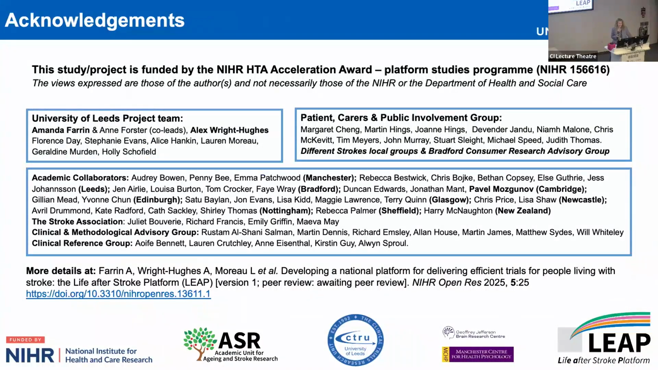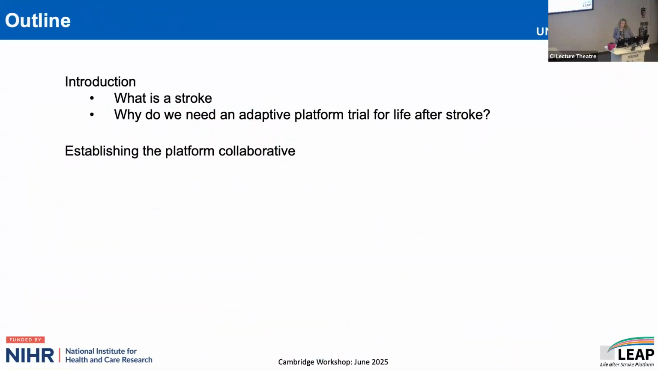And here is the village of people that I'd like to acknowledge that have all been involved in developing this platform protocol. Alex and I are here on behalf of the team at the University of Leeds, and our academic collaborators include Pavel from Cambridge. And I'd also like to acknowledge that the work that we're presenting today was funded by the National Institute for Health and Care Research via a 12-month Platform Acceleration Award.